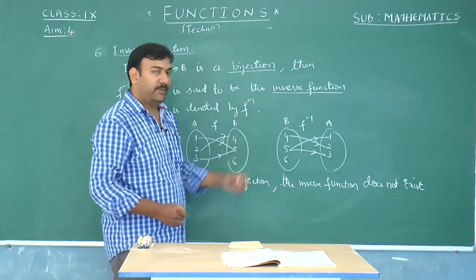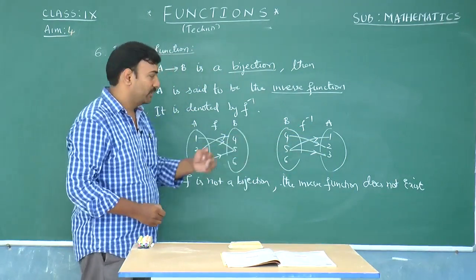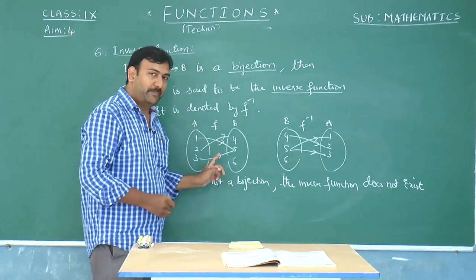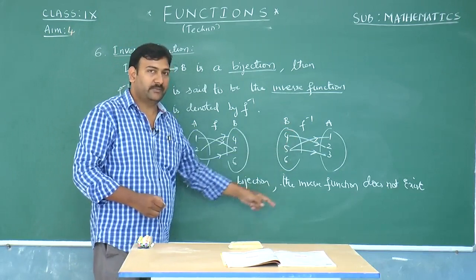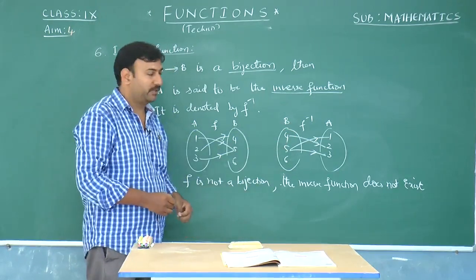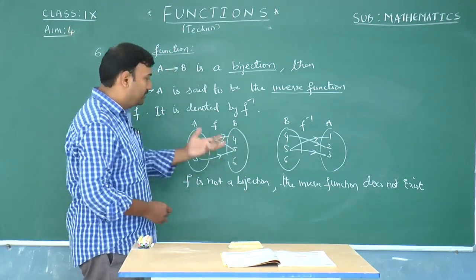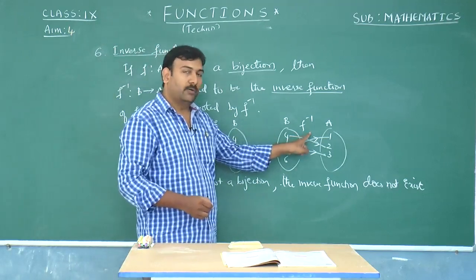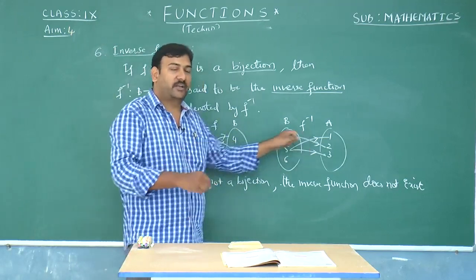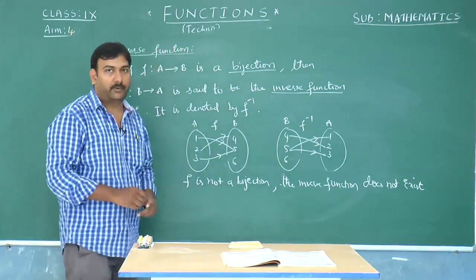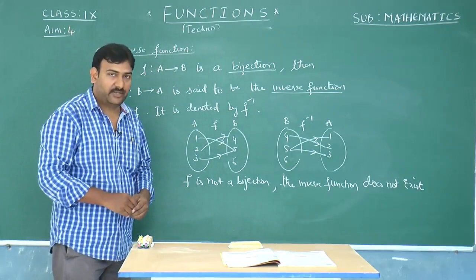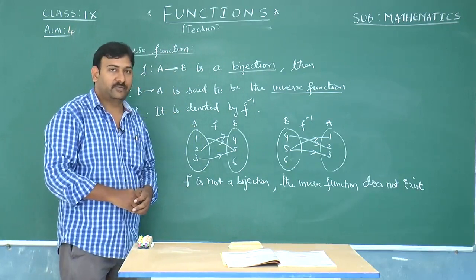So why is it not becoming a function? The reason is that f is not a bijection. If f is a bijection, then obviously the inverse of the function also becomes a function, so it will become an inverse function. In this example, we call it only the inverse of a function f, but we will not call it an inverse function. So we have to be very clear about when to say inverse function and when to say inverse of a function.